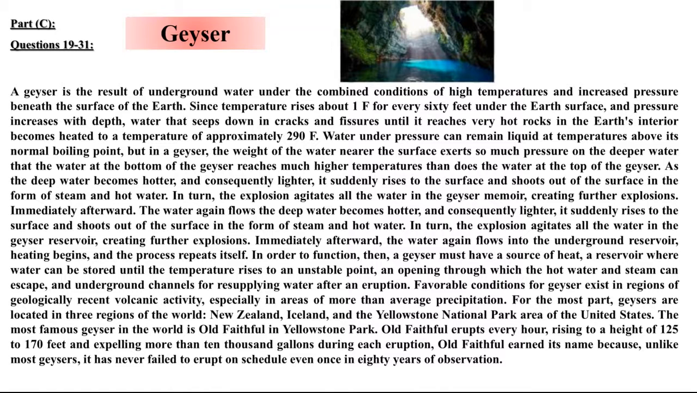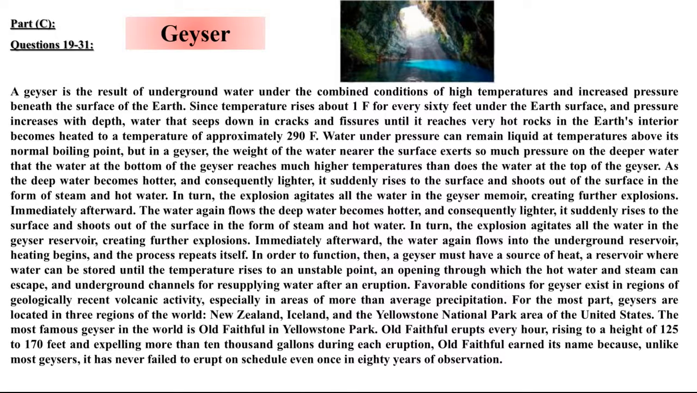Immediately afterward, the water again flows into the underground reservoir, heating begins, and the process repeats itself. In order to function, then, a geyser must have a source of heat, a reservoir where water can be stored until the temperature rises to an unstable point, an opening through which the hot water and steam can escape, and underground channels for resupplying water after an eruption.